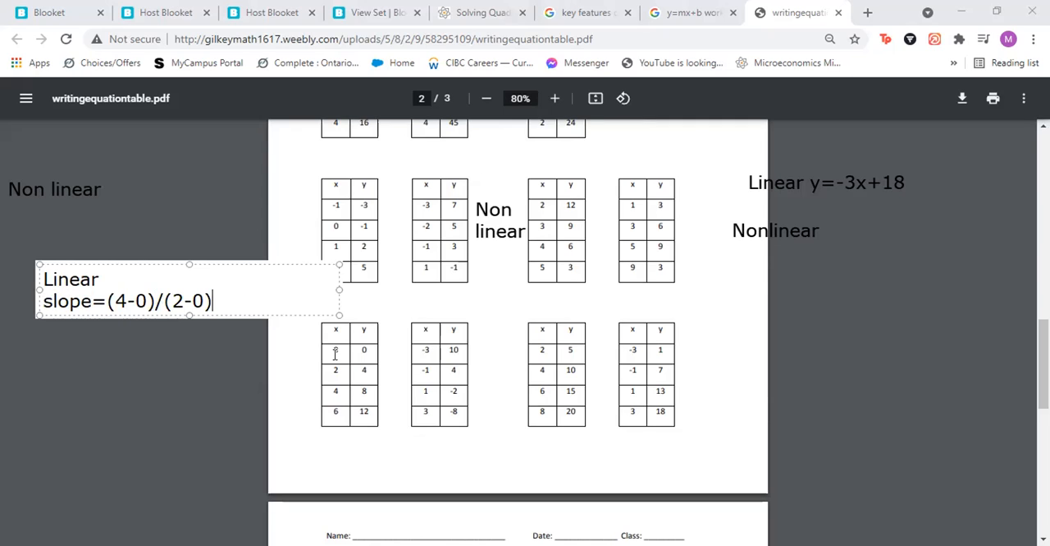So what would 4 minus 0 divided by 2 minus 0 be? It would be 2. That'd be the slope. So the equation would be y equals 2x. Then what about the next one?